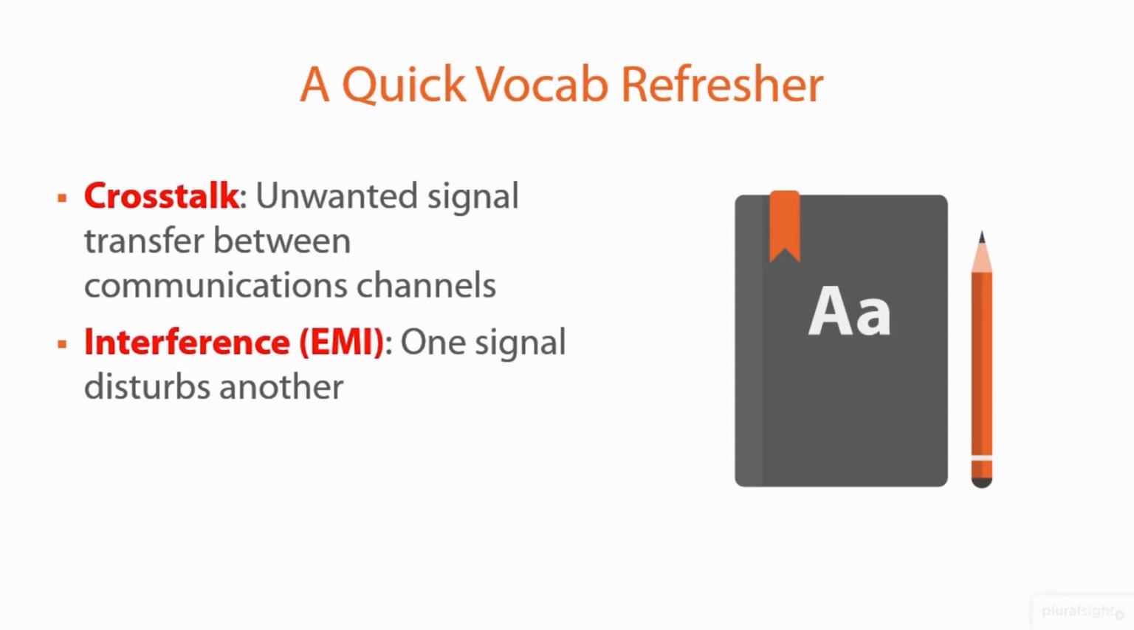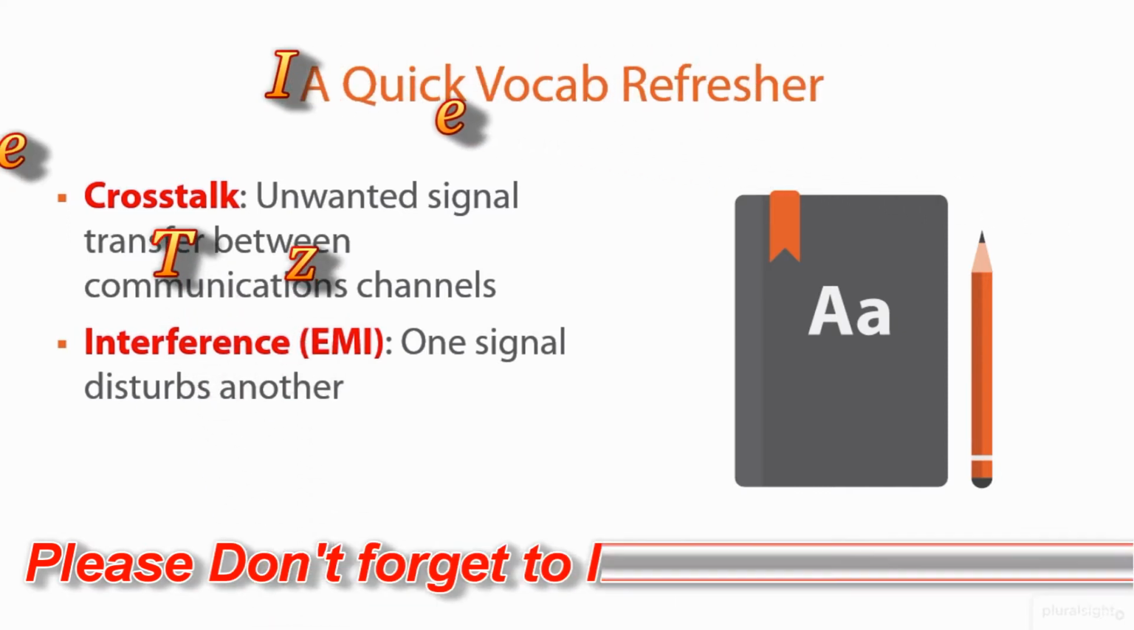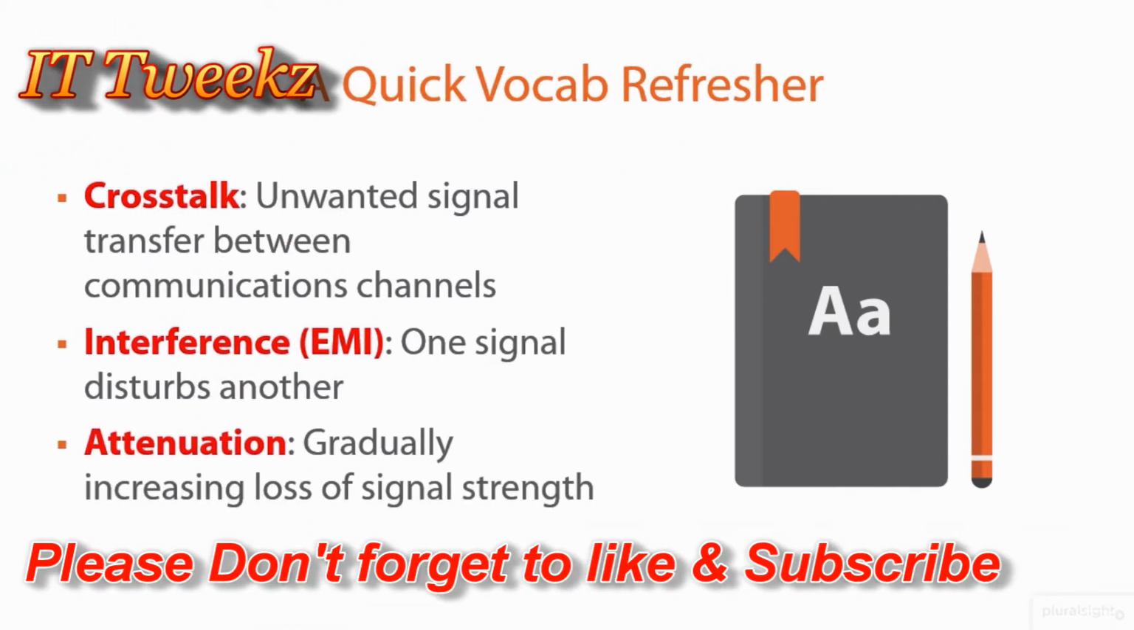Electromagnetic interference, or EMI, is sometimes conflated or combined with the word crosstalk. It's signal bleed, when one signal disturbs another. And the bottom line is you want to minimize crosstalk and interference as much as possible. And as a matter of fact, twisted pair cable, the fact that the wire pairs are twisted, is meant to address that very same issue.